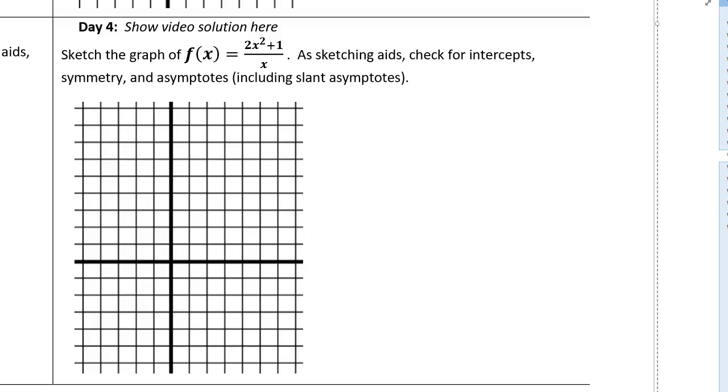Here is the solution for day 4. Sketch the graph of this function. As sketching aids, look for intercepts, symmetry, and asymptotes. And remember to look for slant asymptotes. So let's look for asymptotes first.